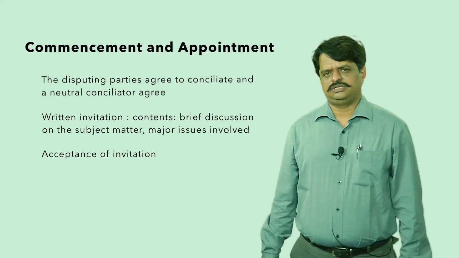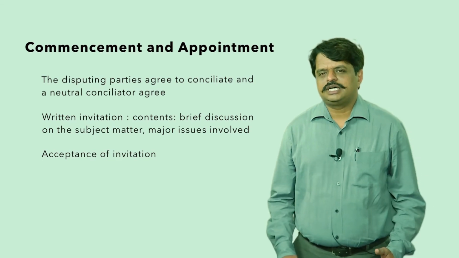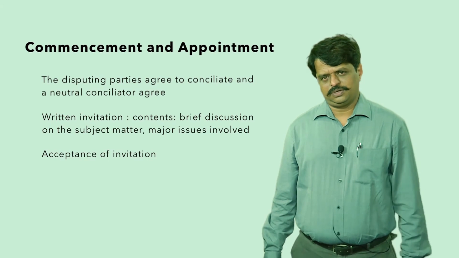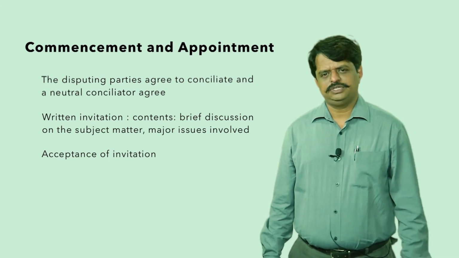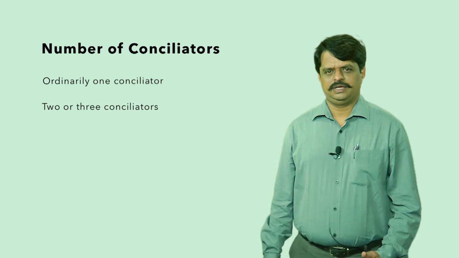When you write an invitation requesting the parties to come for conciliation, the invitation must contain a brief discussion on the subject matter and major issues involved. Therefore, they can come prepared with what kind of steps they could take up. So, this is how the commencement of conciliation can take place, and during the commencement process only there is the appointment of the conciliator. How many can act as a conciliator? Normally one person should be okay to run the conciliation show, because being trusted by both the parties, having the faith of both the parties, and himself being independent and impartial, he can control the conciliation proceedings very well.